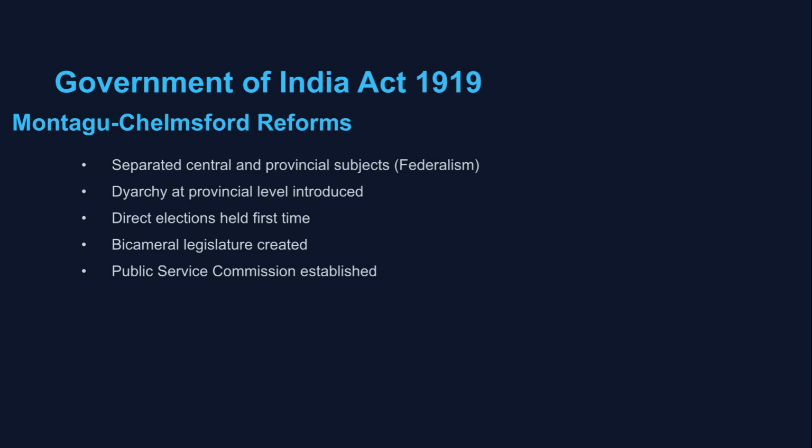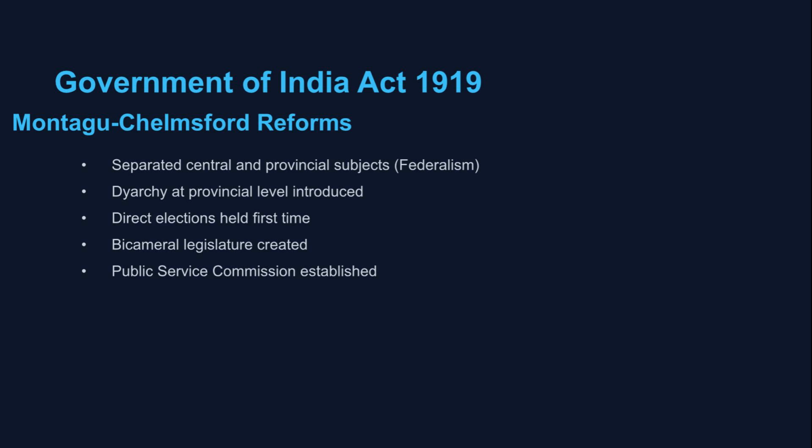By 1917, the nationalist movement had grown too powerful to ignore. On August 20, 1917, the British government declared for the first time that its objective was the gradual introduction of responsible government in India. This led to the Government of India Act of 1919, named after Edwin Montagu, Secretary of State, and Lord Chelmsford, Viceroy. These are called the Montagu-Chelmsford Reforms. The Act separated central and provincial subjects, marking the beginning of a federal structure in India. Each level of government had its own domain, a revolutionary concept.